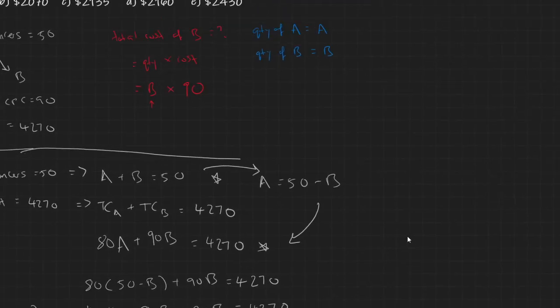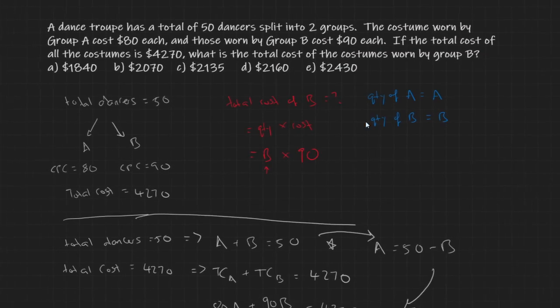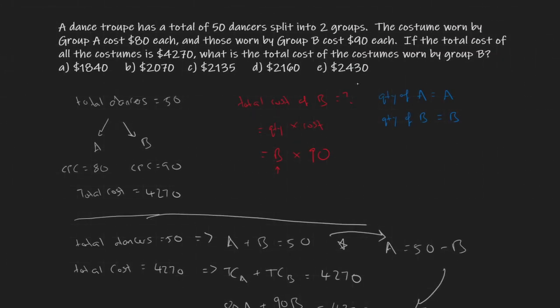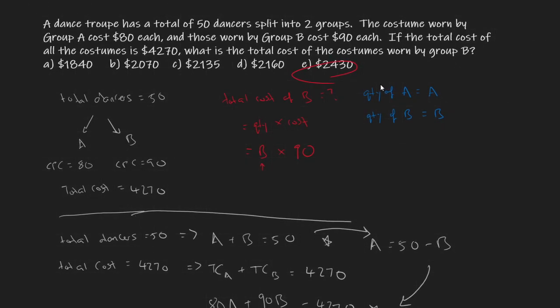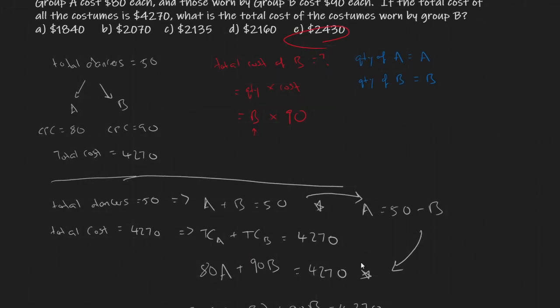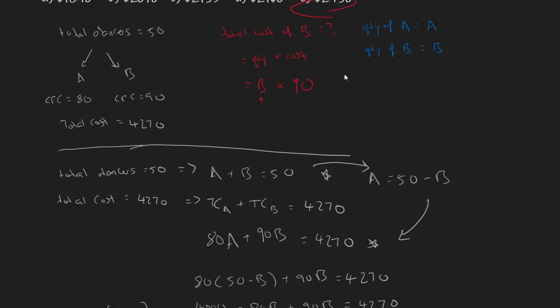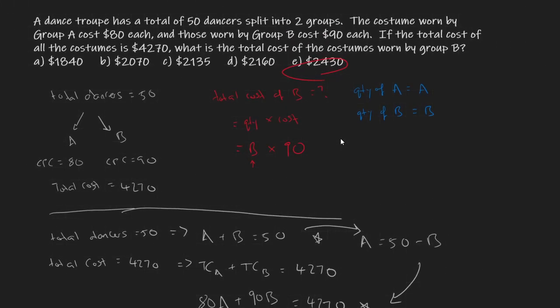If we go back up here, we see E is 2430, therefore the answer is E. So that is the answer. The process for solving the applied question may seem a bit roundabout. You have to do a bit of going back and forth. But once you figure it out, it should be very easy.